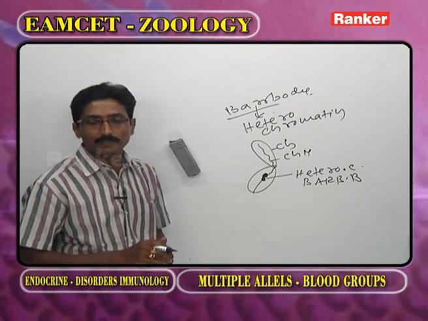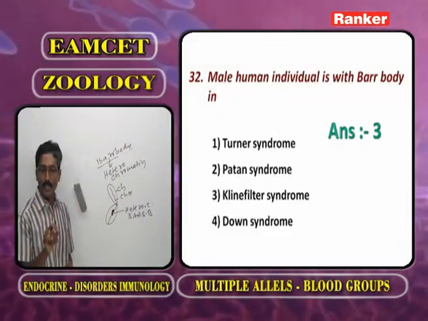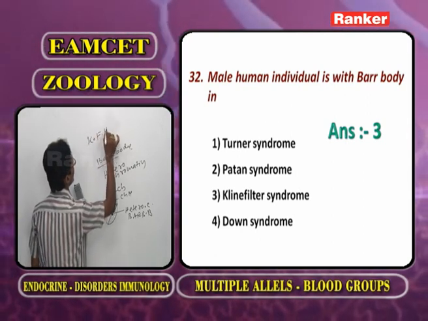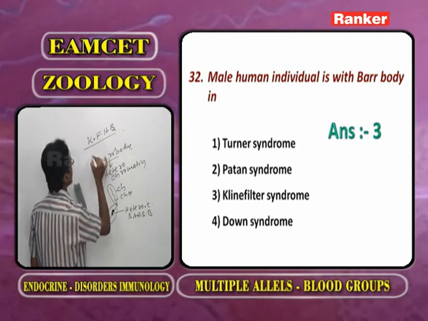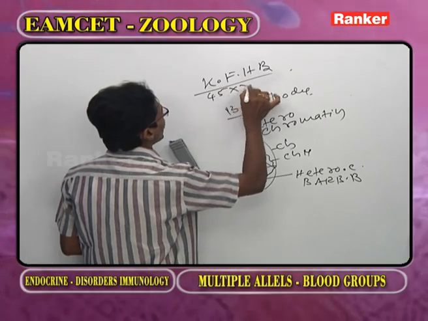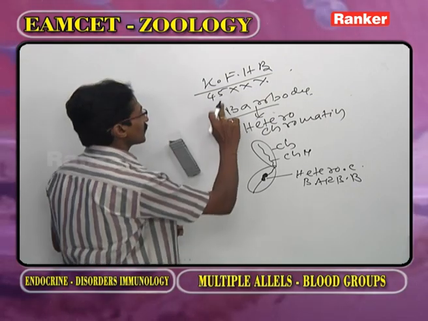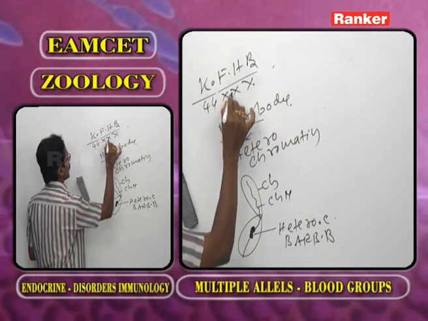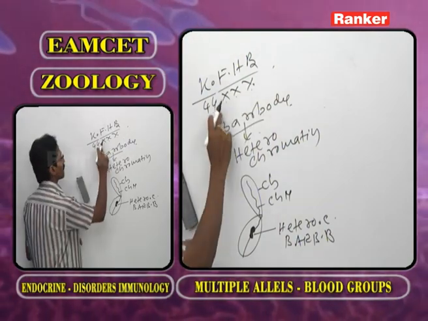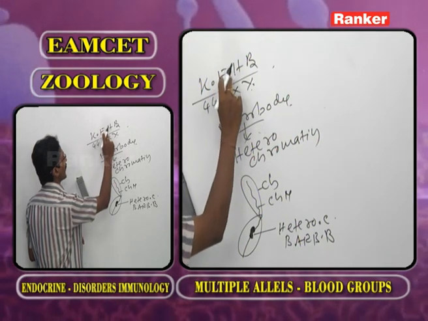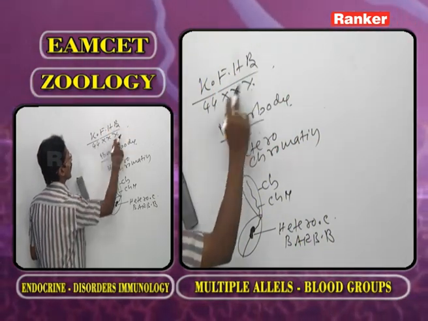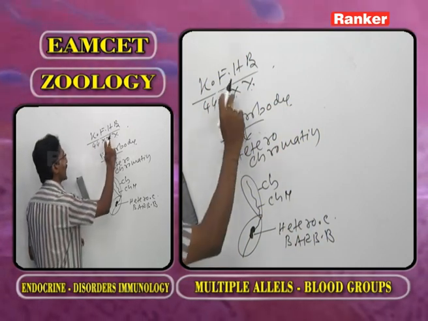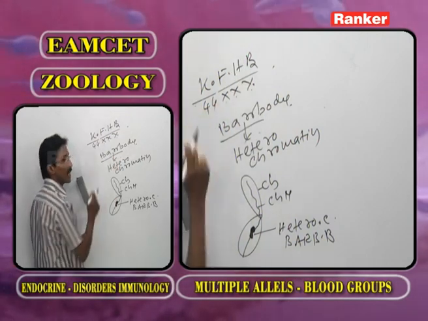But there is one exception. Male human being with bar body: Klinefelter's human being. In his body 47, XXY. 44, 45, 46, 47. Number of chromosomes in the Klinefelter's syndrome human being, 47 chromosomes. 44 autosomes. This is one allosome, another allosome, and another allosome.